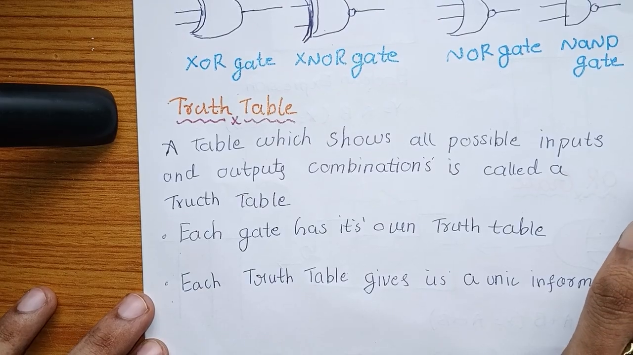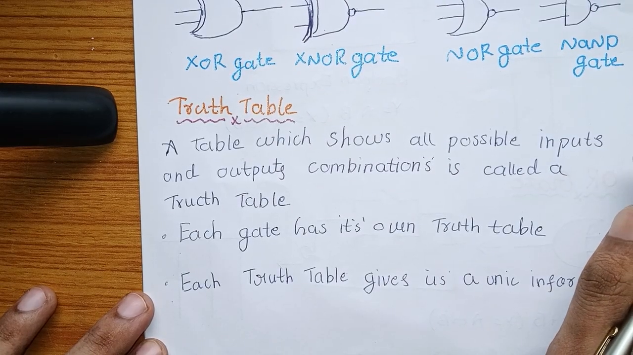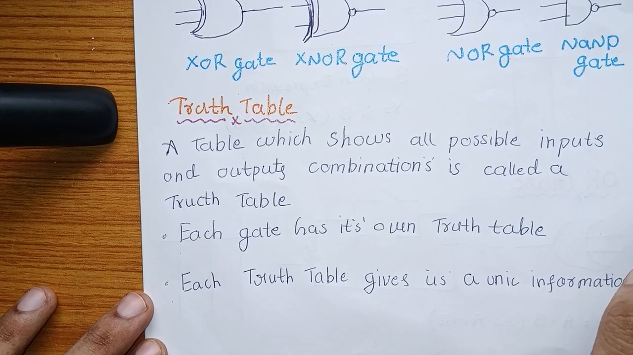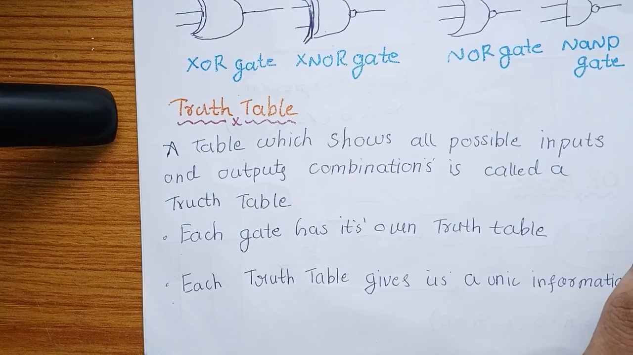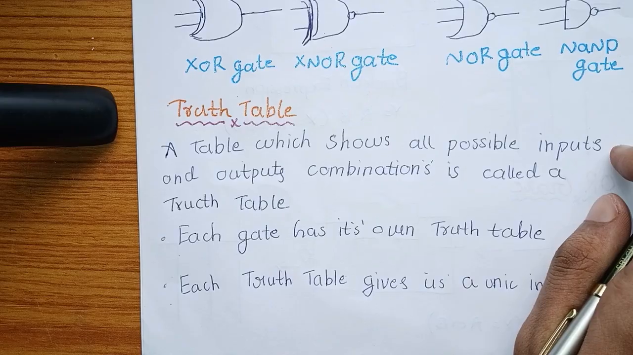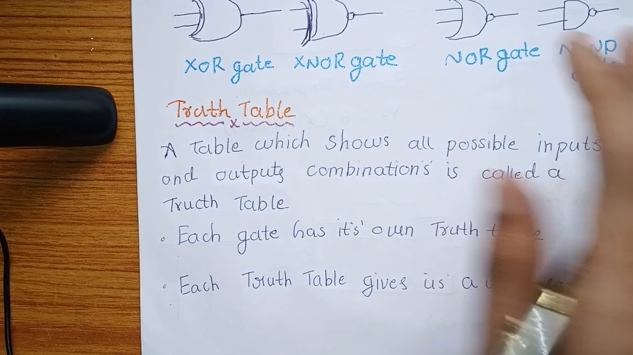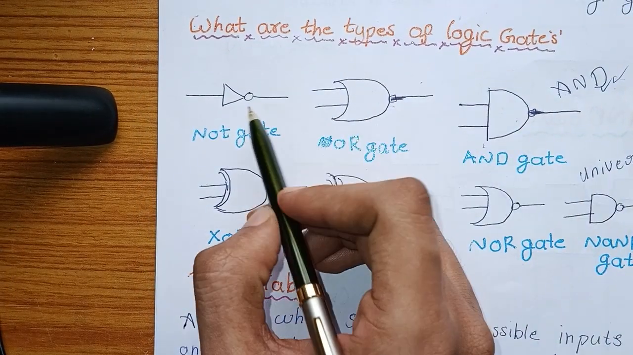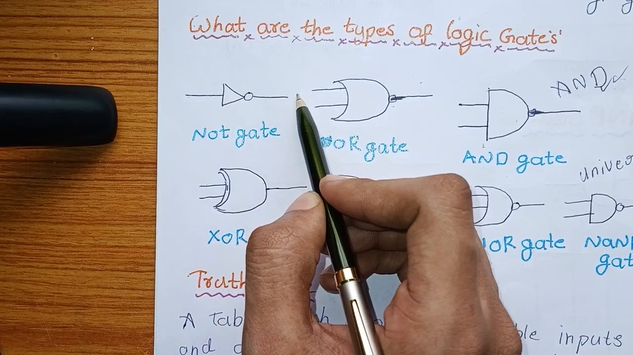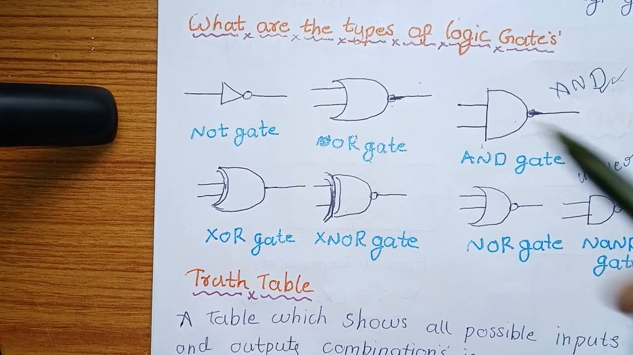Now, what is a truth table? A truth table which shows all possible input and output combinations is called a truth table. First of all, a truth table is that which shows all the possibilities of inputs and outputs. If we give an input signal to this NOT gate, then what will be the output? The truth table will show that.